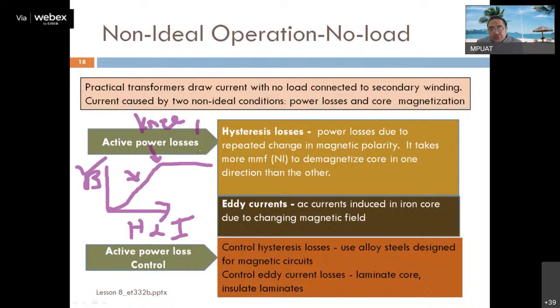This is called the saturation stage of the transformer. Saturation means now it is no more going to produce any magnetic field. You keep on increasing the current.